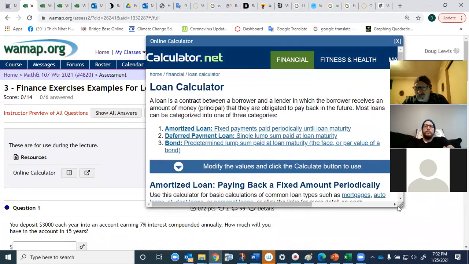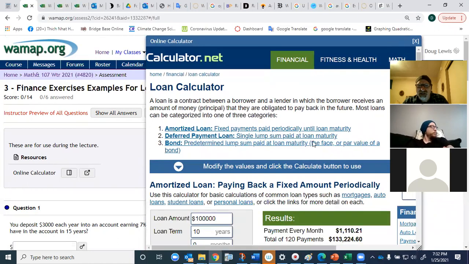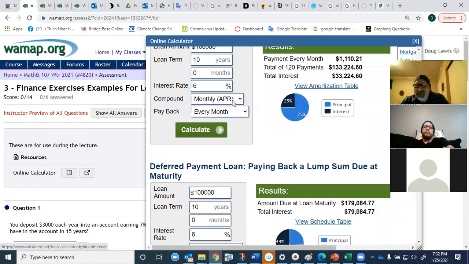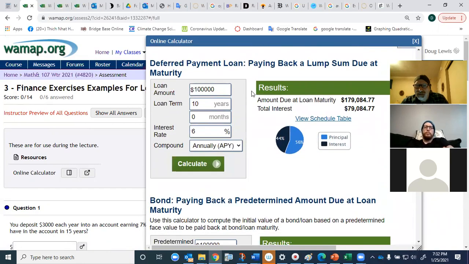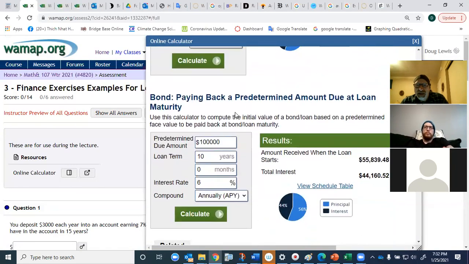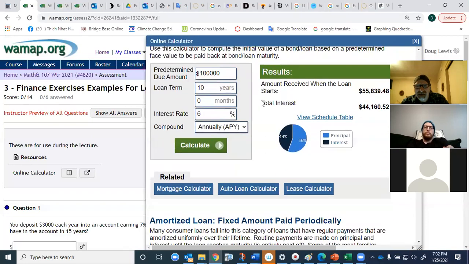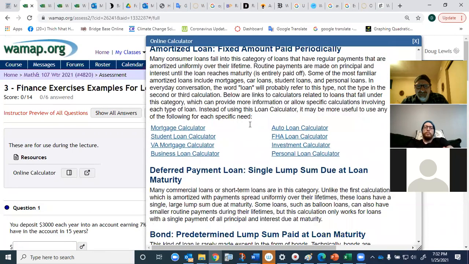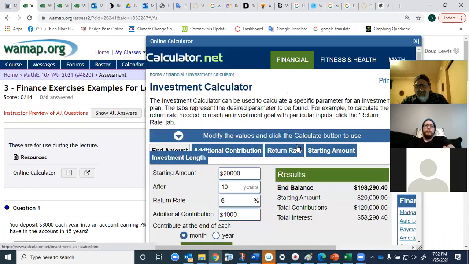Now this calculator does all different kinds of things. This is an amortized loan, which is paying back a loan. You have to scroll down on this, and this is if you defer a payment. There's a bond, paying back a bond. We're not doing a mortgage, a lease, or an auto loan. We are doing an investment. There's the investment calculator right there, so I'm going to click that.